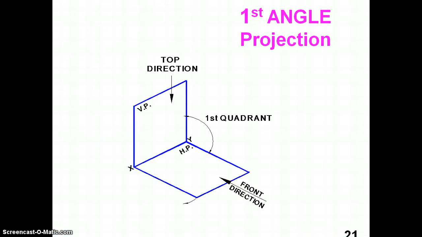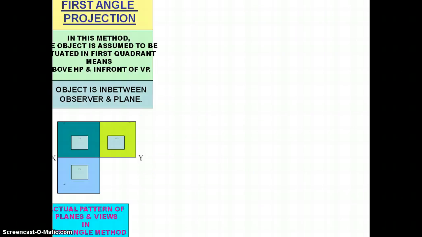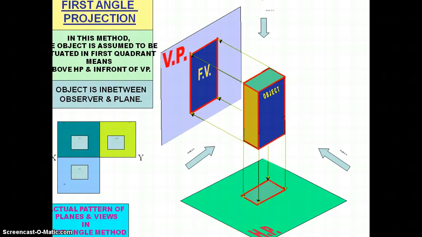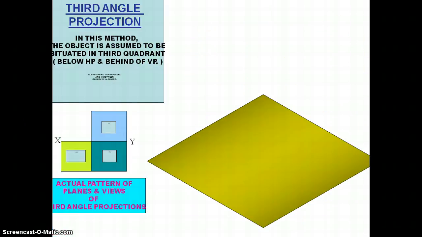The first angle projection. In this method, the object is assumed to be situated in the first quadrant, meaning above HP and in front of VP. The object is in between the observer and the plane. This is the actual pattern of the planes and views in the first angle projection method. The third angle projection. In this method, the object is assumed to be situated in the third quadrant, which is below HP and behind VP. This is the actual pattern of planes and views in third angle projection.